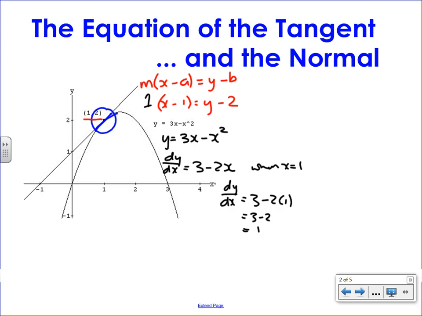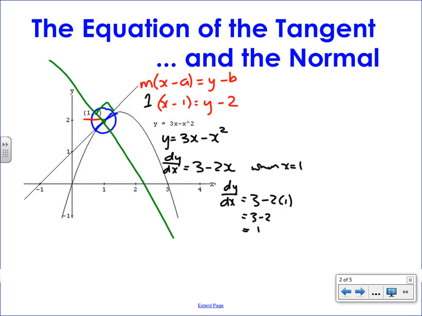Now I know the gradient, now I know the equation of the line. So it's nothing new. We've already done all of it. A tangent is a type of line. We know how to find the equation of a line. The only bit we're missing is the gradient. We know how to find the gradient. Nothing new. A normal is the line which is perpendicular to the tangent.